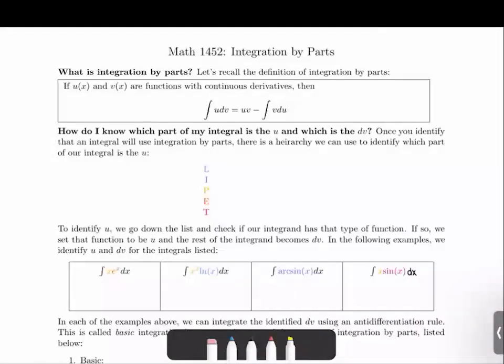Hi everyone. In this video, we are going to be talking about integration by parts for Math 1452 at Texas Tech University, which is Calculus 2.